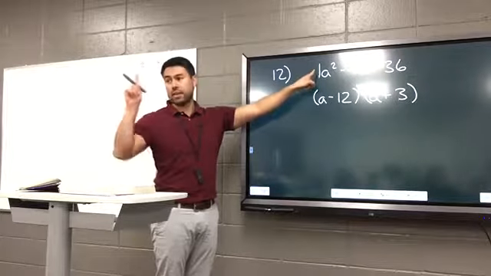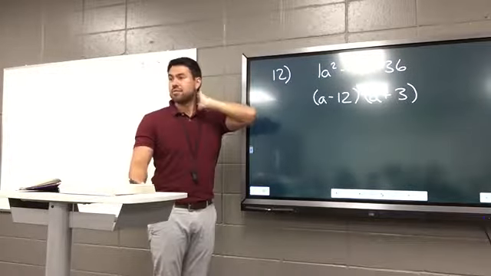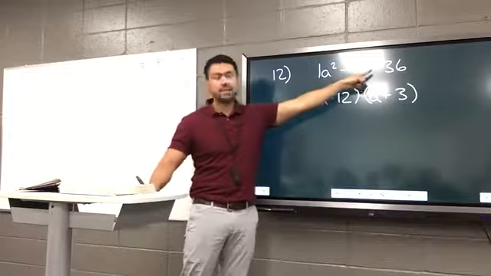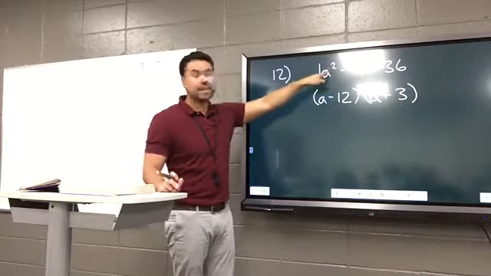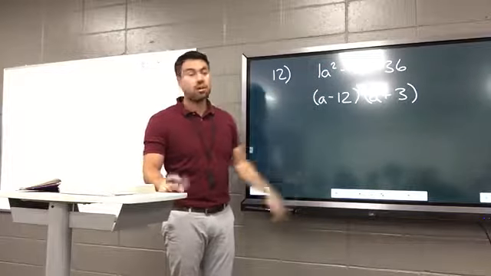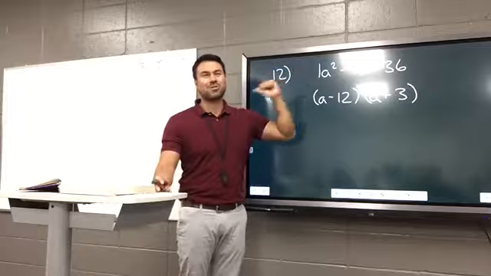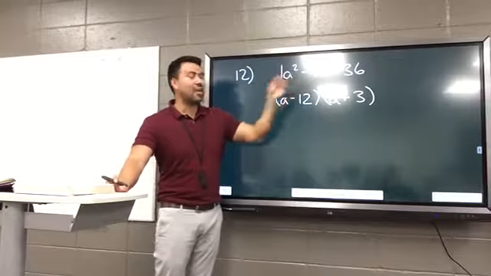Coefficient of 1, yes. So what if there's just 1a, not 1a squared? Then you're not doing this, because this is a trinomial of the second degree. It has to be a trinomial. By the way, guys, you remember that? What kind of polynomial is this? And what degree is it?